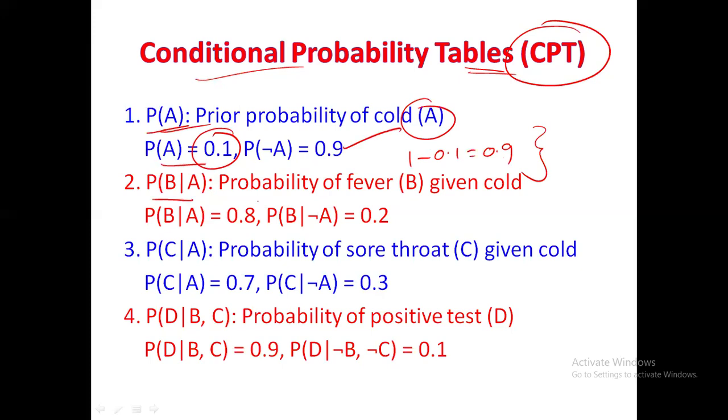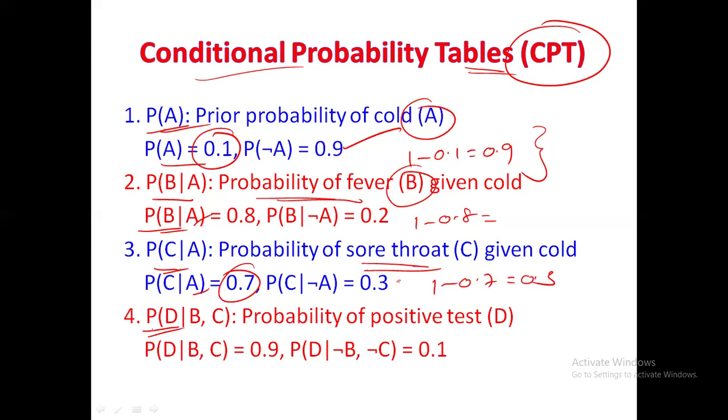Sometimes it will be given. If the person is affected with cold, the probability of fever B given cold, probability of B given A, is equal to 0.8. So for A bar it is 0.2: 1 minus 0.8 is equal to 0.2. Similarly, the probability of sore throat C given cold, probability of C given A, is equal to 0.7. For A bar it is 1 minus 0.7, which is equal to 0.3.